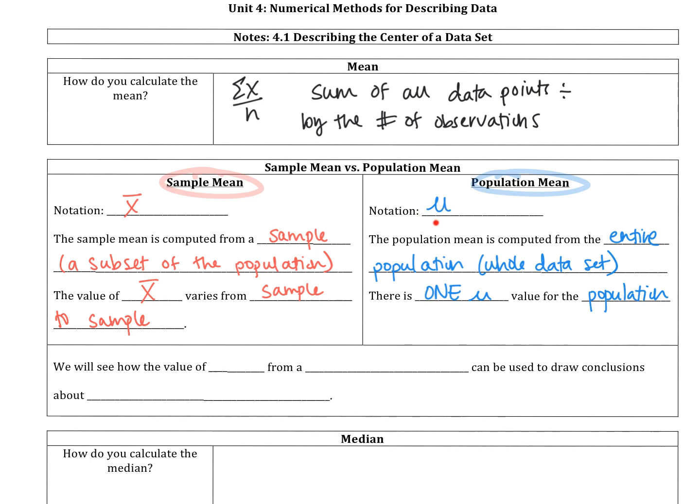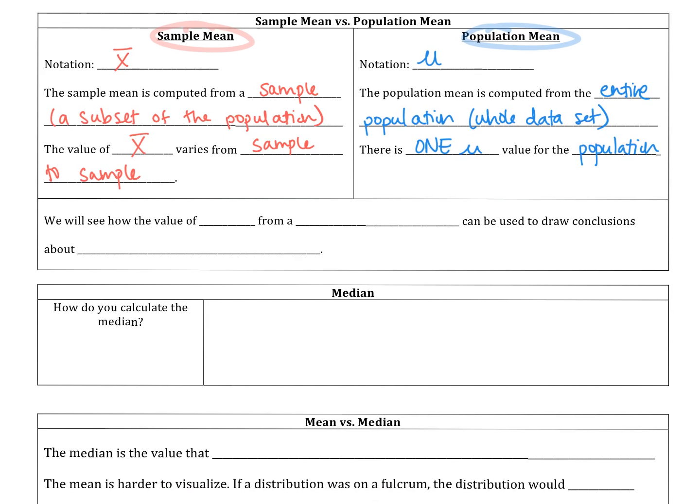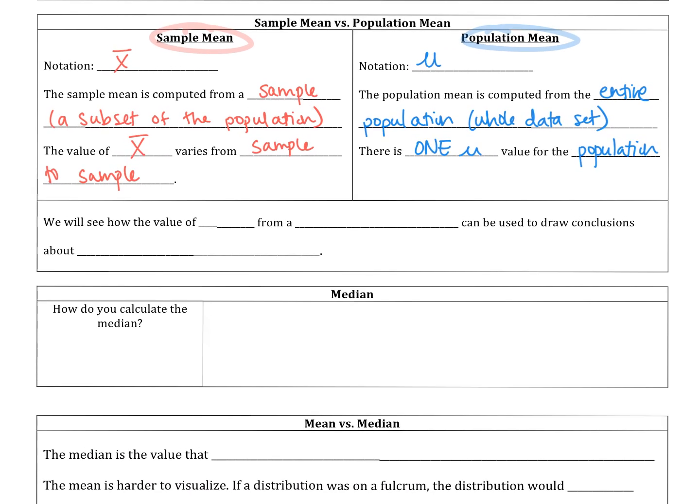The population mean is very hard to get a hold of. Most of the time we deal with sample means, and we talk about how those sample means can accurately represent the population. We're going to see how the value of X bar from a particular sample can be used to draw conclusions about the population mean, mu. Usually we try to approximate it with our sample.